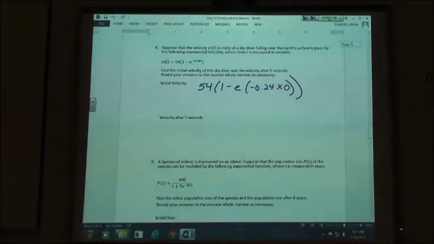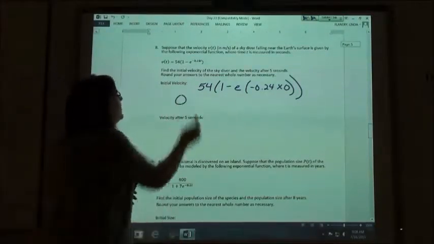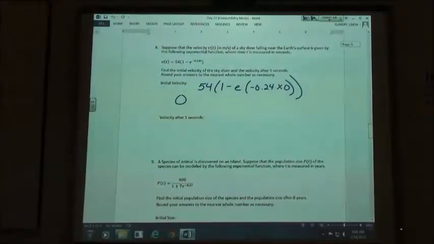And we are getting what for our initial velocity? We get 0. Yeah, they haven't taken off yet. He's probably still in the plane. So he has no velocity.